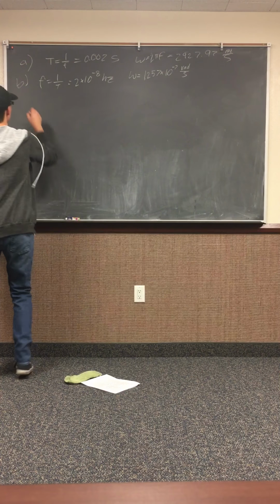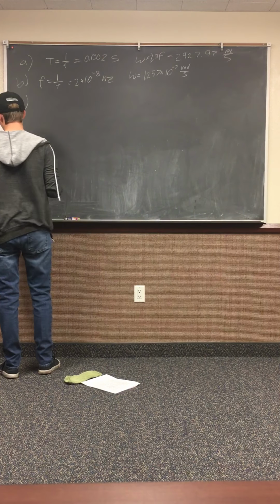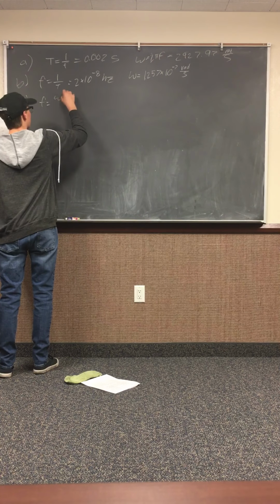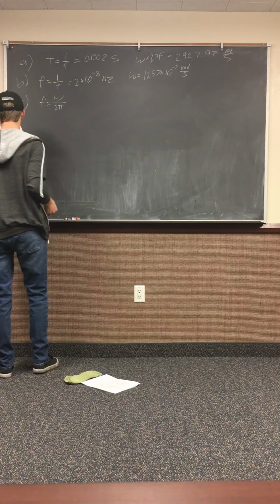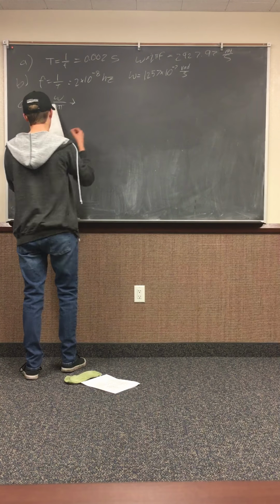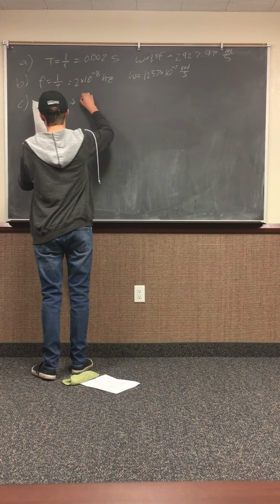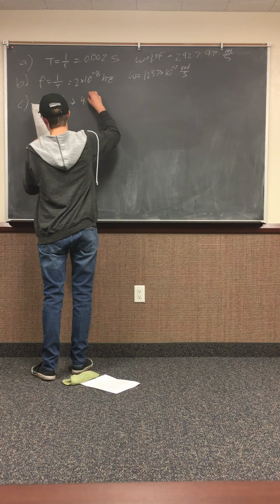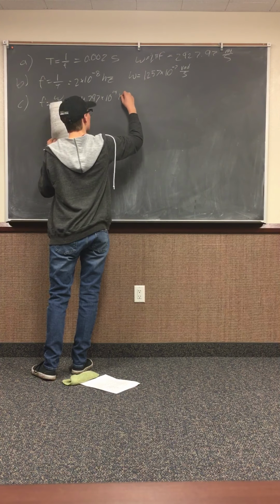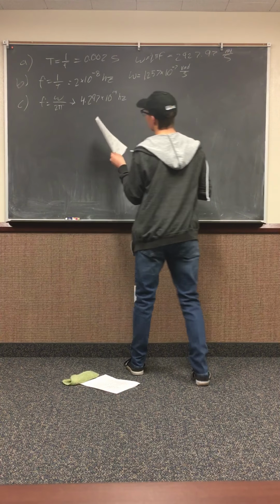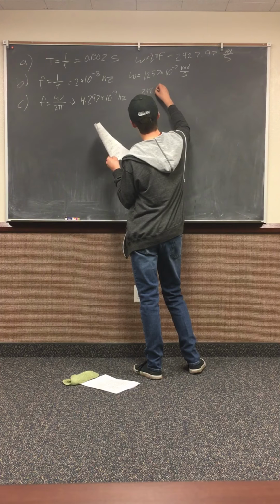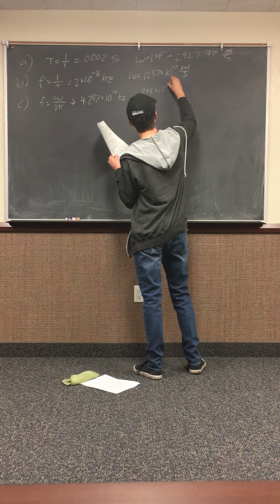Okay? Part C. Angular frequency equals 2 pi times f, so f equals angular frequency divided by 2 pi. So plugging stuff in, we're going to get a frequency from 4.297 times 10 to the 14 hertz to 7.48 times 10 to the 14 hertz.